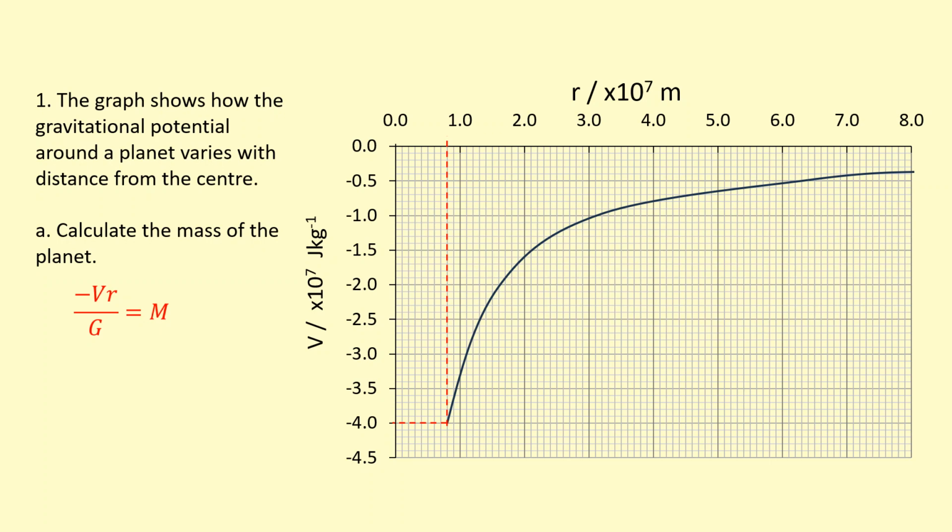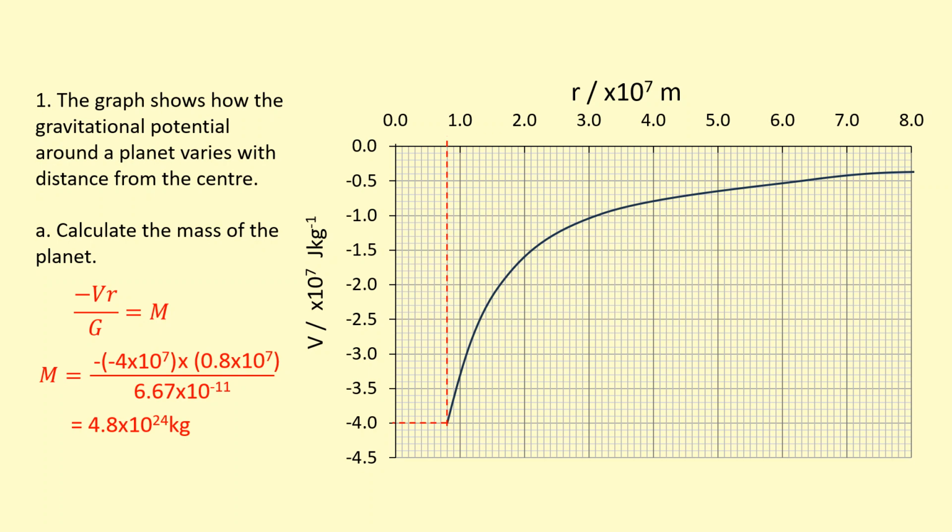So I'll go from the surface and I'll use the potential there, which is V equals minus 4 times 10 to the 7. So don't forget the power that's written on the axis there. And the radius at this point is around 0.8 times 10 to the 7 meters. Okay, and then divide that by the gravitational constant, and I get a mass for the planet of 4.8 times 10 to the 24 kilograms, which makes sense. It's going to be quite a large mass.